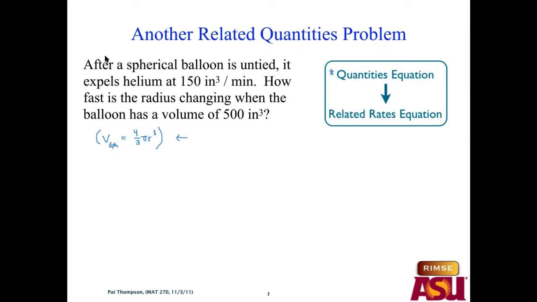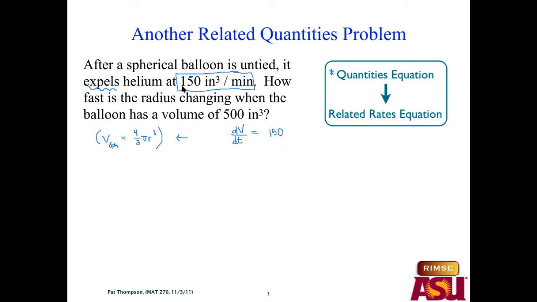So looking at what's given here, a spherical balloon is untied. It expels helium at 150 cubic inches per minute. This is a rate of change; look at the units, cubic inches per minute. This is how the volume is changing, right? This is a volume per minute that it's getting rid of. So the rate of change of the volume with respect to time is what this is. Now, I'm going to write down 150, but I'm missing something. So dV/dt, this is the rate of change.